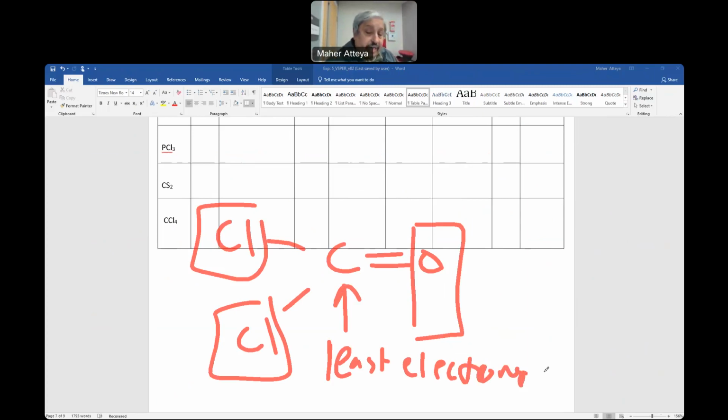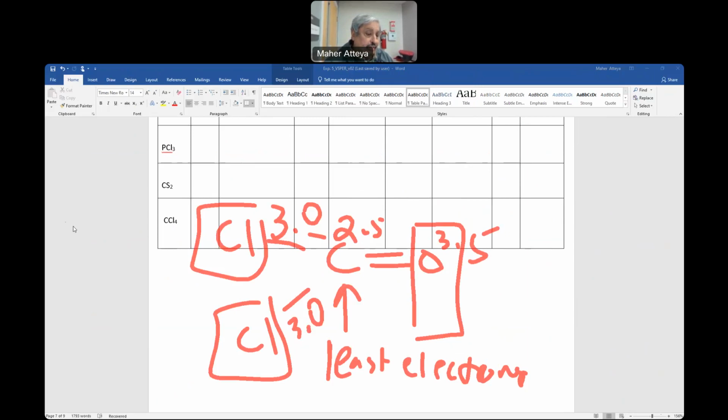So here it is. Carbon is the least, 2.5. Chlorine is 3.0. So there is a difference. This is 3.0, and all of them 3.0. This is 3.5, the highest. This is 3.0, and this is 2.5. There is polarity present.